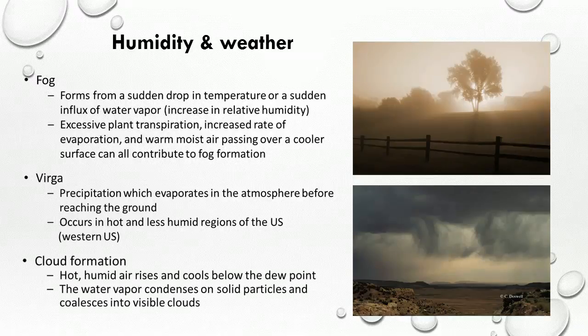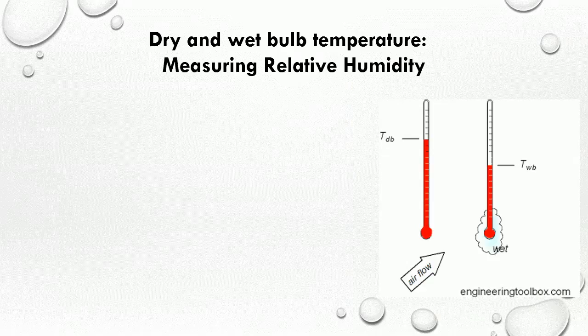Much like fog, high humidity is responsible for cloud formation. When hot humid air rises and cools below the dew point, water vapor condenses onto suspended particulate, eventually coalescing into large enough particles to form visible clouds. Precipitation occurs when water or ice droplets are large enough to overcome the buoyant forces from underlying air masses.